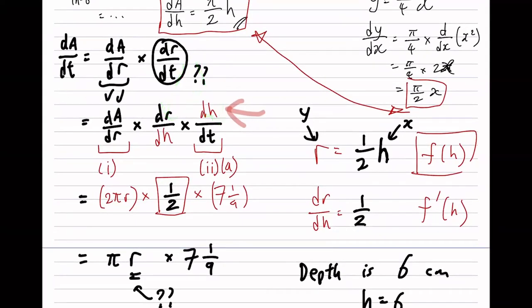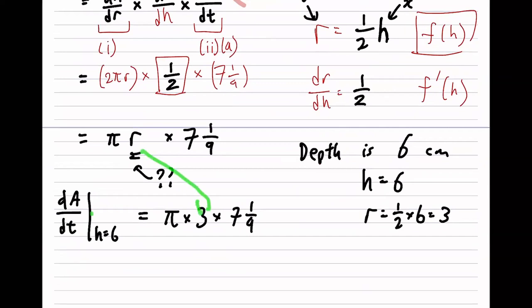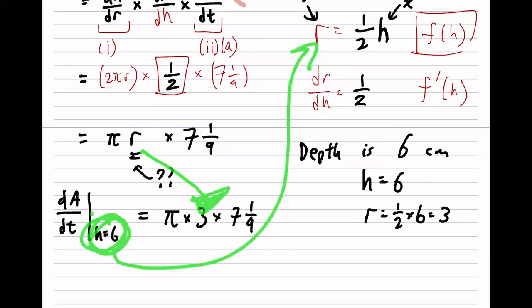So now this time the dr by dt splits up into dr over dh times dh over dt, so that the dh cancel away. Then you have to figure out piece by piece, substitute in terms of the letter r. Then finally you sub in with r equals to 3. But wait, how do you get r equal to 3? We're only given depth equal to 6 cm. You had to use the formula.